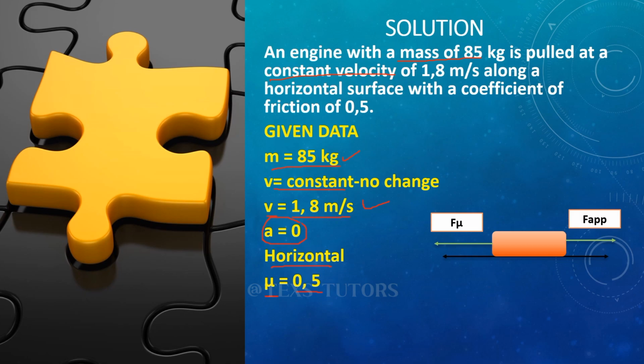Once we are done with listing the given information, it is very important for us in dynamics to draw a diagram. So this here represents my horizontal plane. I have the object. It has a mass of 85 kilograms. The applied force is pulling it forward. Now remember, for this object to be moving at a constant velocity, the forces in the system are in equilibrium, simply meaning that there is more than one force acting on the system, keeping the object in balance. So the other force that's going to be acting on the object to keep it in balance in the opposite direction is going to be the force of friction.